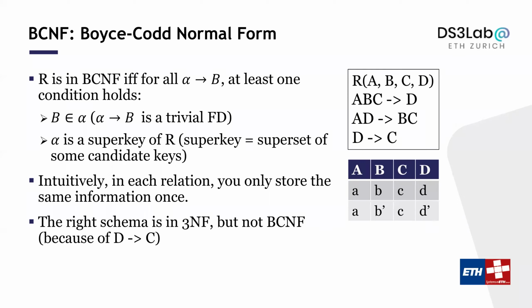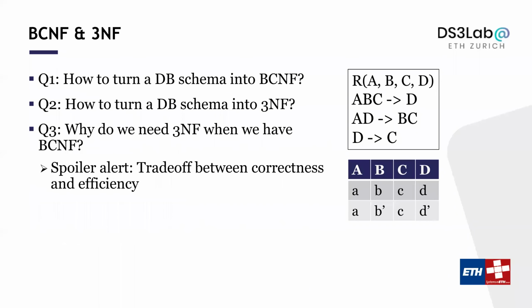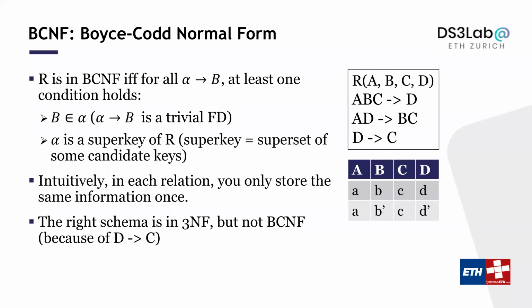But on the other hand, it's actually not in BCNF. Just look at the functional dependency from D to C. First, is it trivial? No, the right-hand side is not a subset of the left-hand side. And second, is the left-hand side a superkey? In this case, no. There are only two keys, ABC and AD, and D is not a superset of any of those. So because of the functional dependency from D to C, this design is not in BCNF, but it is in third normal form.